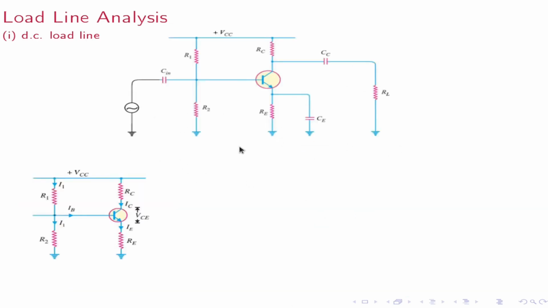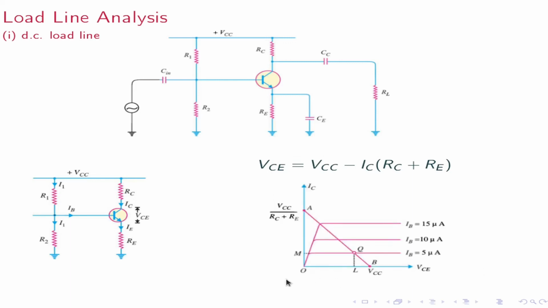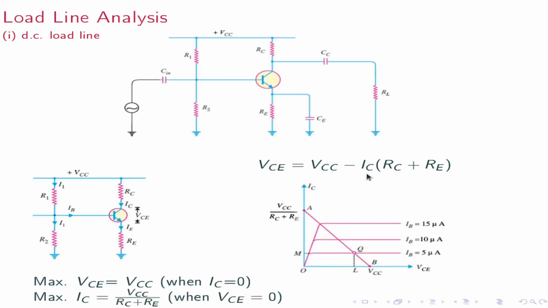Load line analysis. First, the DC load line. So this is the circuit, and this is the DC equivalent circuit. We have VC equal to VCC minus IC into RC plus RE, where I have chosen IC approximately equal to IE. Therefore, this is the DC load line. This is VCC and VCC by RC plus RE. AB is the load line. Q is the Q point, the zero signal point. VC is maximum when IC is 0, that is VCC, this point, and the maximum value of IC is when VC is 0, that is VCC by RC plus RE, this point. These two points constitute the DC load line.